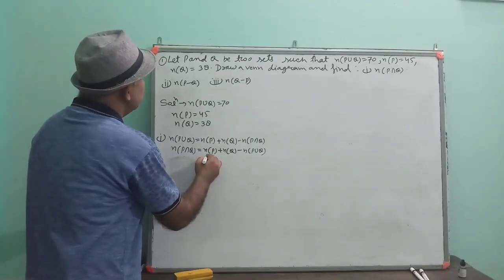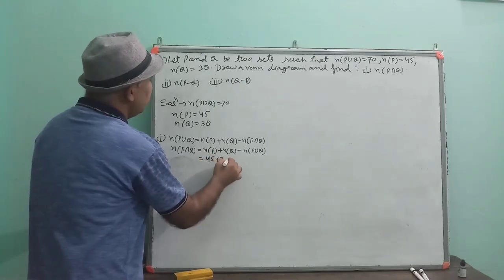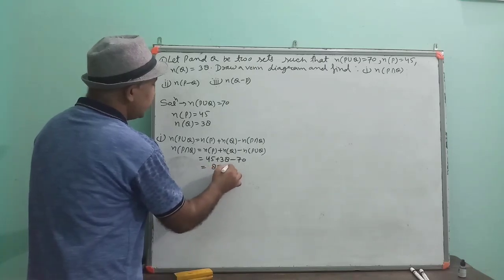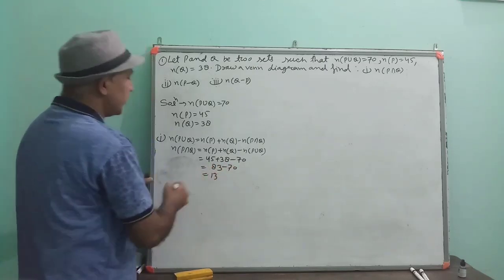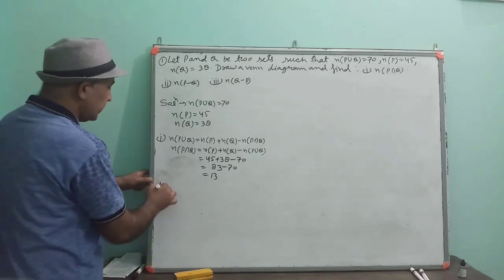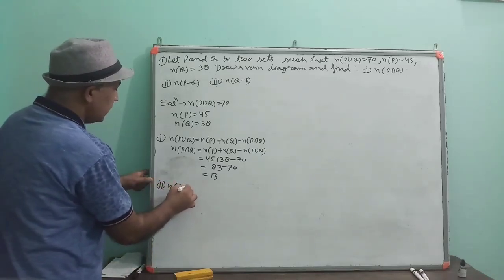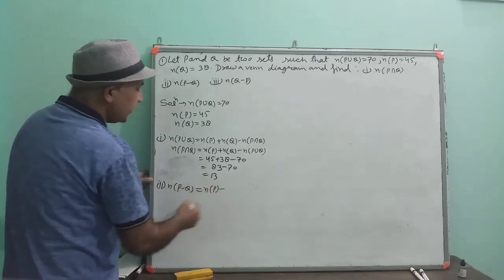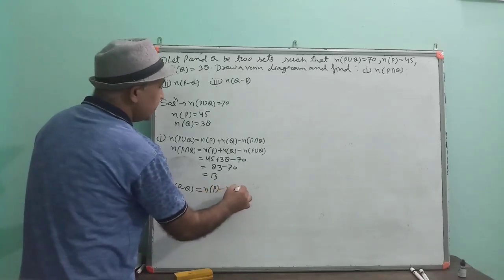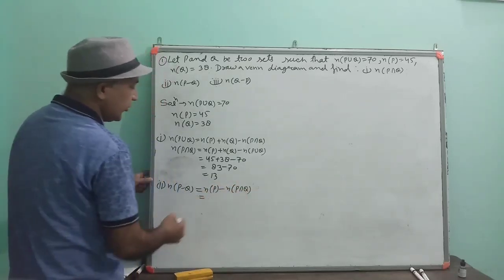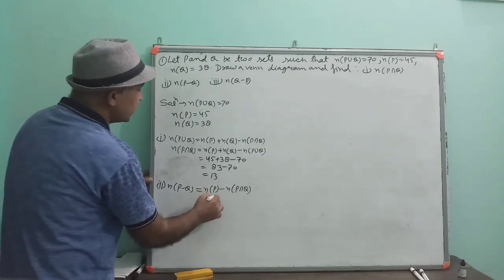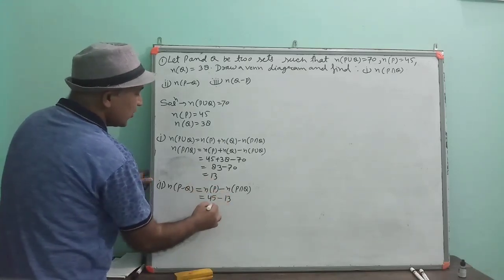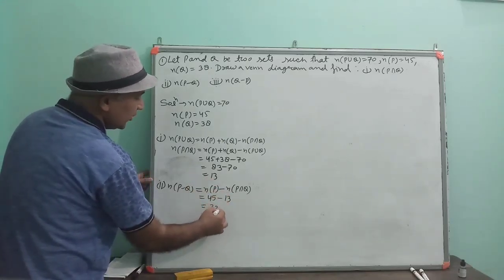This is 45 plus 38 minus 70. 83 minus 70 means 13. Intersection is 13. Now the second one: cardinal number of P minus Q means cardinal number of P minus cardinal number of P intersection Q. Cardinal number of P is given as 45 and the intersection we have found is 13. So 45 minus 13 is 32.